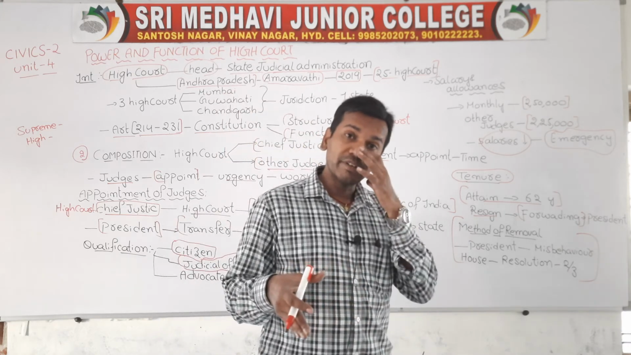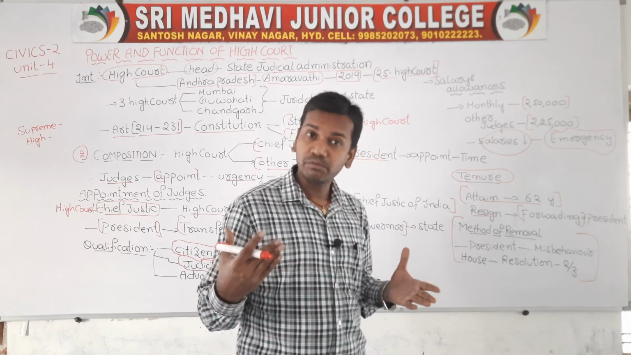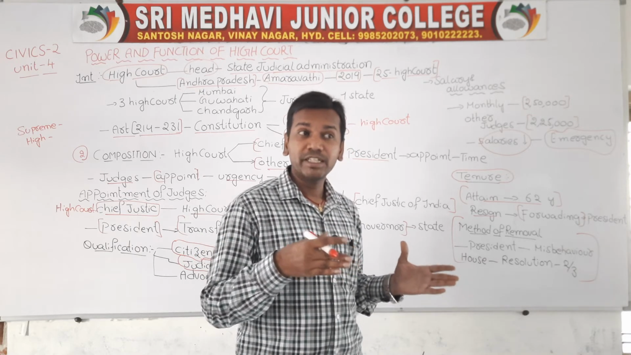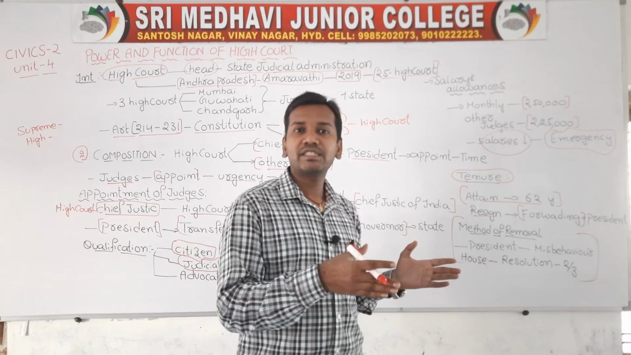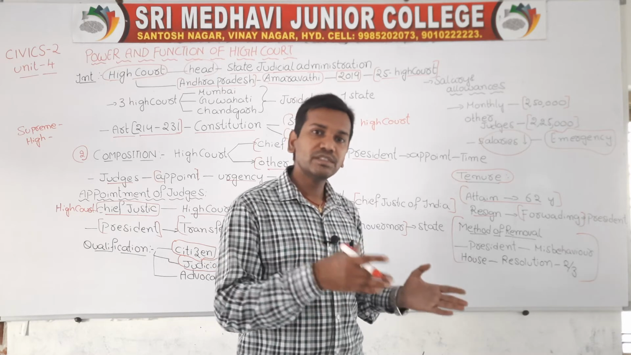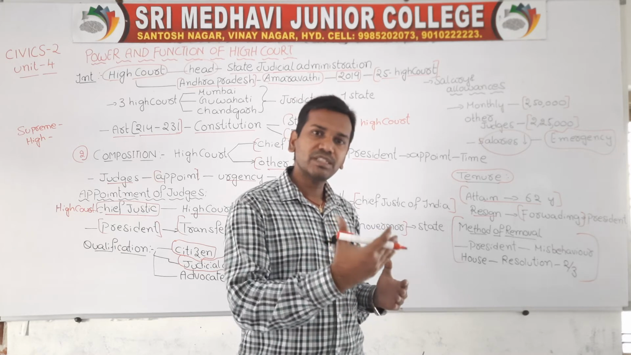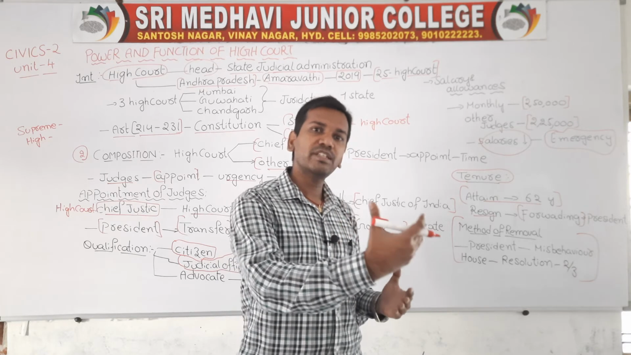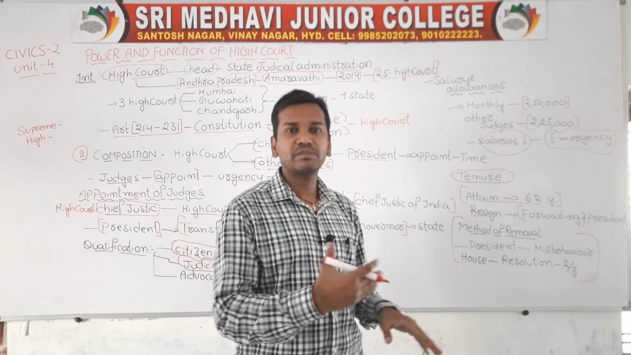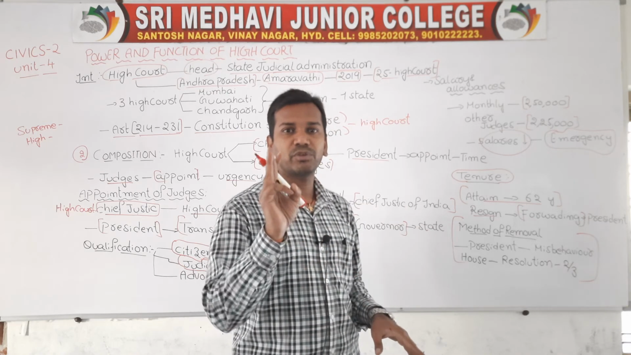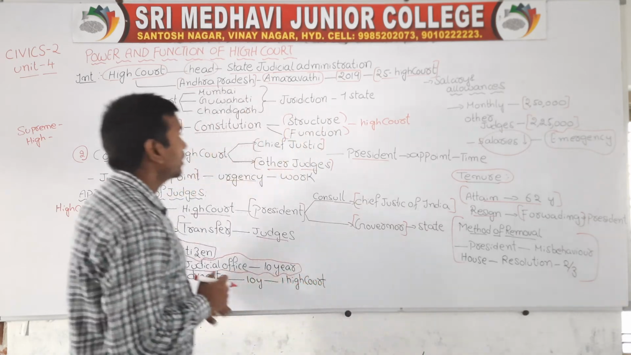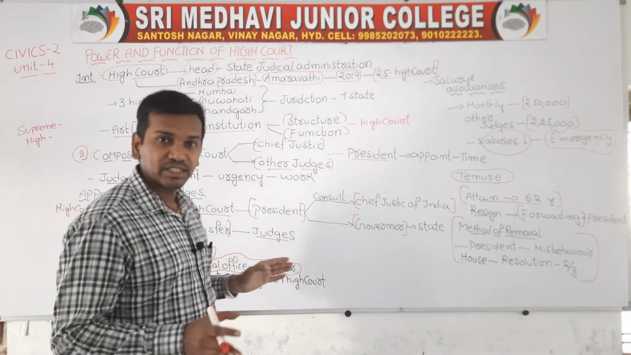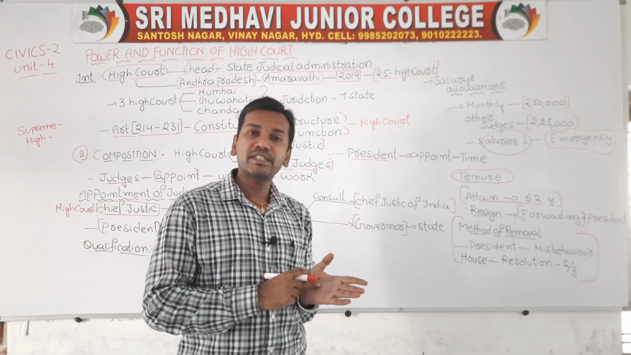Children, in our India, how many states are there? More than 30 states we have. But High Courts, how many? 25. It means that not every state has one High Court. In some states, a High Court has jurisdiction over more than three states. Normally, the High Courts are established in Mumbai, Guwahati and Chandigarh.